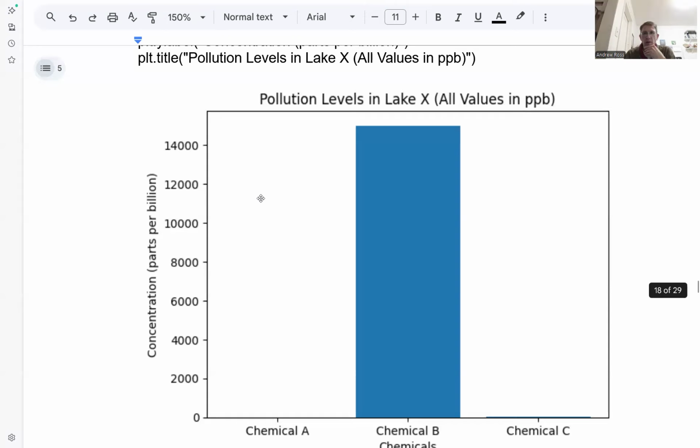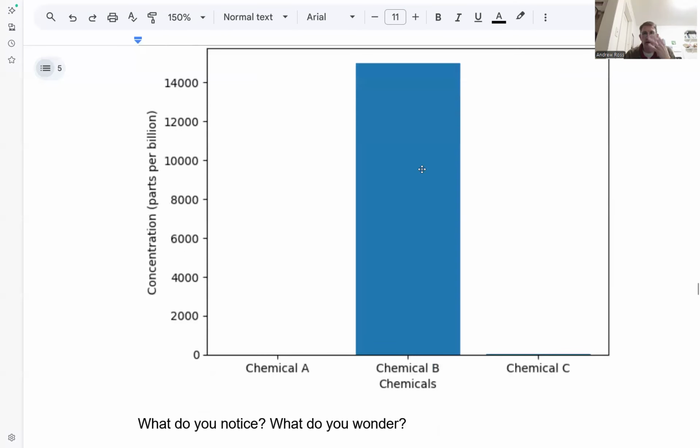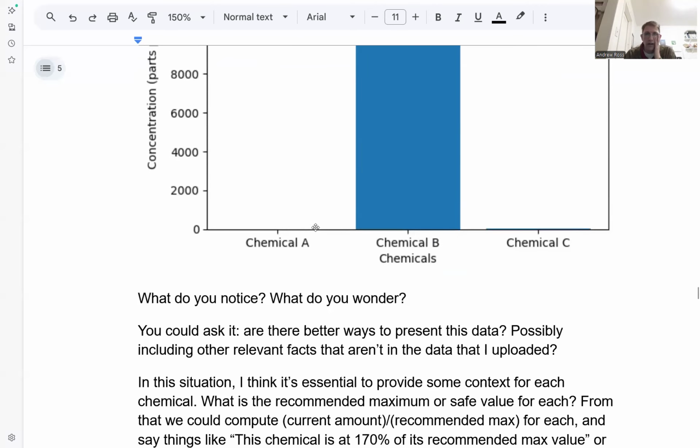So we should ask, other than that tall bar, what do we notice and what do we wonder about what's going on here? So take a sec to think about that. Well, we could have asked it, are there better ways to present this data? Like we can't see what's going on with chemical A and chemical C here. Would there be other things that maybe I should have told it that are relevant that weren't in the data I uploaded?